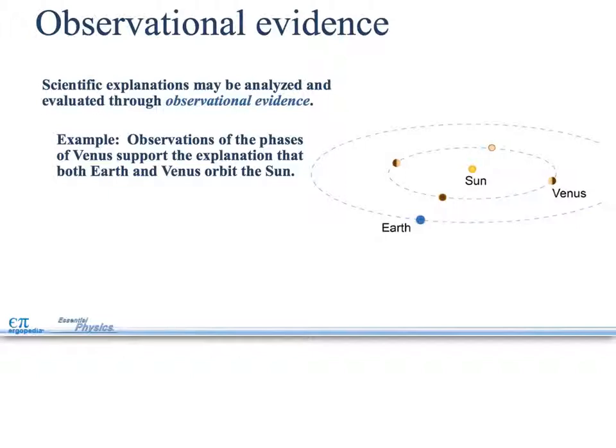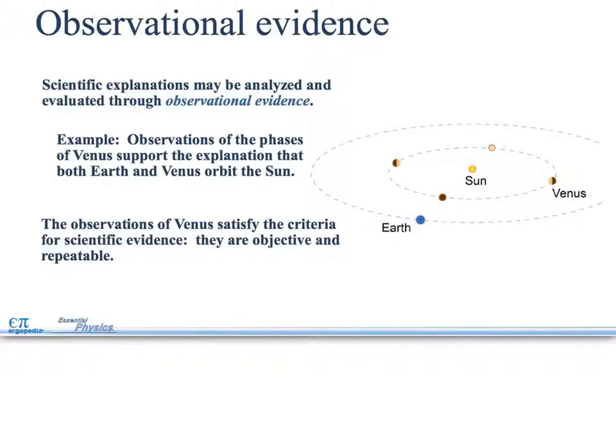So, observational evidence. Scientific explanations may be analyzed and evaluated through observational evidence. An example of this: observation of the phases of Venus supports the explanation that both Earth and Venus orbit the Sun. So they're able to look at how the Earth goes around the Sun and how Venus goes around the Sun, and they can both say, hey, both of us are going around the Sun, and the Sun's gravitation is pulling us around the Sun. The observation of Venus satisfies the criteria for scientific evidence. They are objective and repeatable.